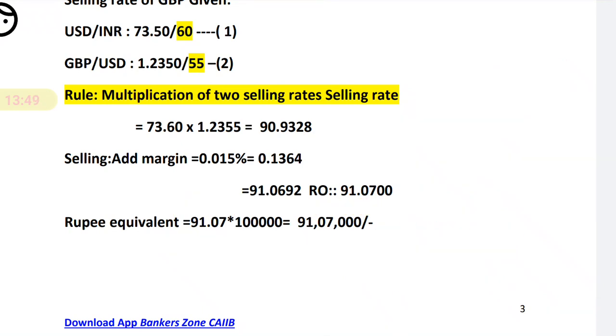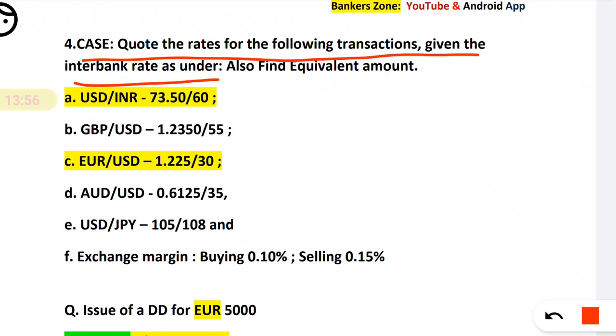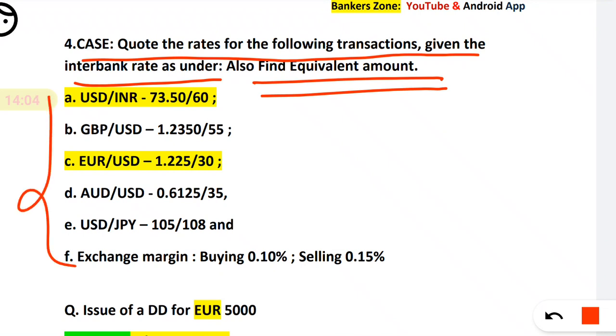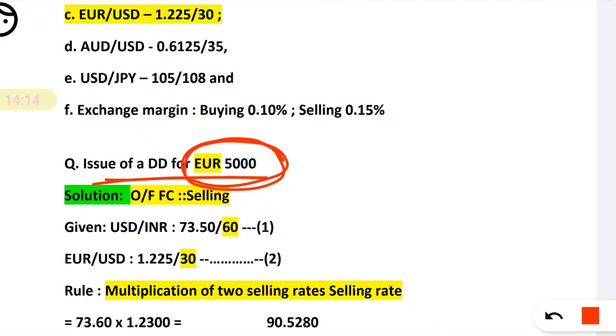Okay, next question number 4. Quote the rate for the following transaction given the interbank rates as under, and also find the equivalent amount. So friends, see here, first, this is the data they have given. Now what is the question? Issue of a DD for euro 5,000. So one customer approaches you and asks for a DD in euro currency of 5,000 euro.